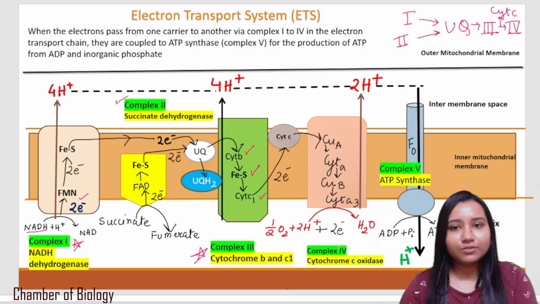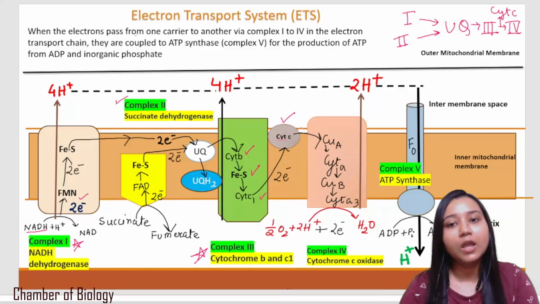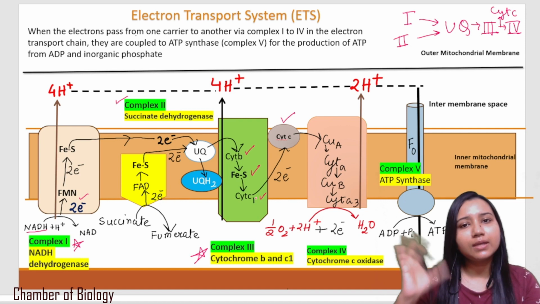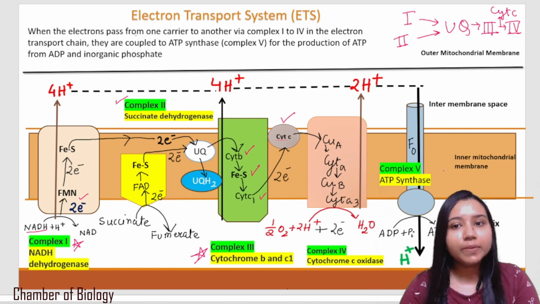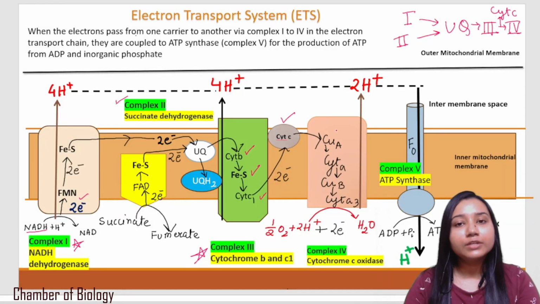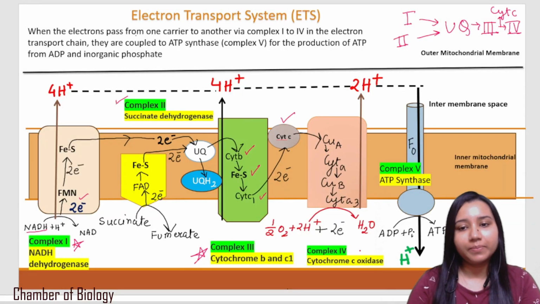This is complex 3, and then we will see again another mobile electron carrier, cytochrome C, which is responsible. We can see it is in the outermost part of the inner mitochondrial membrane, and it is going to transport the electron to our complex 4.